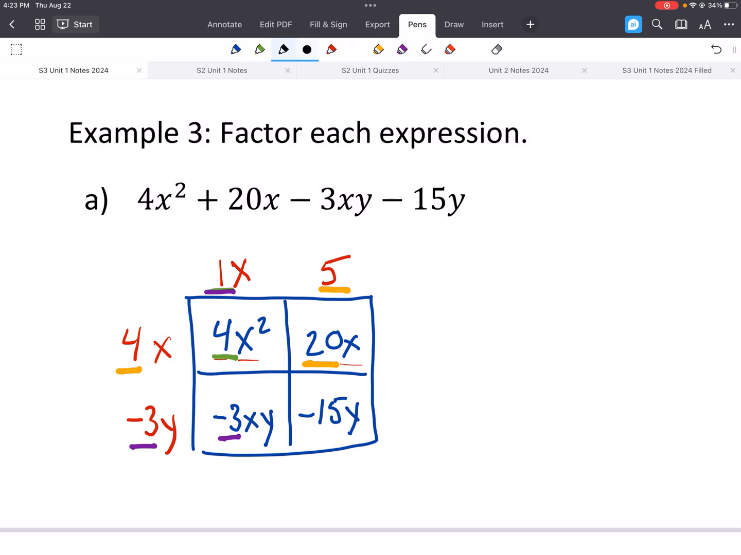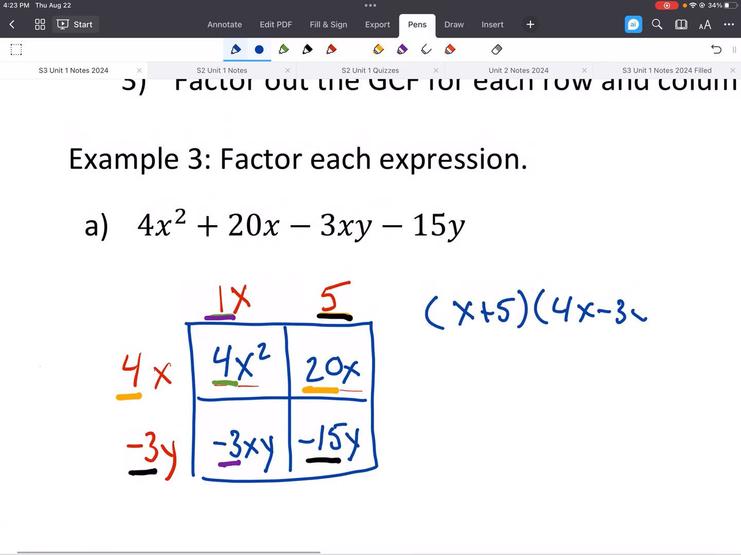We could do negative 3 times 1, that gives us negative 3. And then I'm running out of colors. Then we have negative 3 times 5 is negative 15. And you could do the same with the variables too, but usually people do pretty good with the variables. Sometimes people would go like 2x instead of 4x. That would be a common factor, but not the greatest. Okay. Anyways, so now what's outside is our factors. We have x plus 5 and 4x minus 3y.